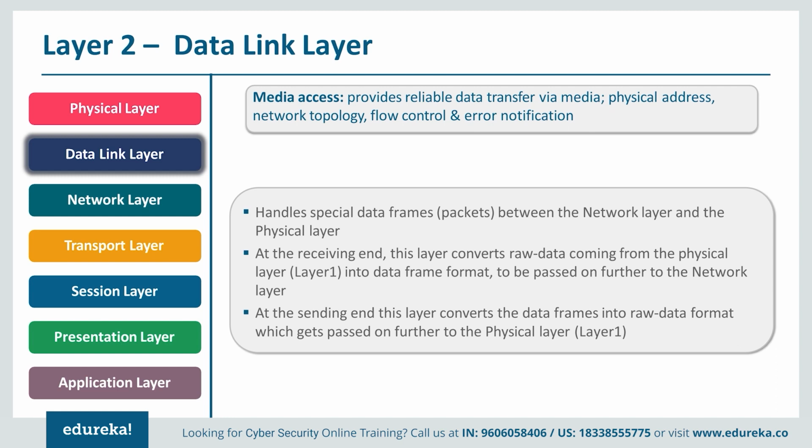If the hello message carries around 16 bytes, for example, the packet breaks the message into two different packets, so every 8 bytes have a packet. In the data link layer, it will be further broken down into smaller segments, and that is the frame. The data link layer provides reliable data transfer via media, physical address, network topology, flow control, and error detection.